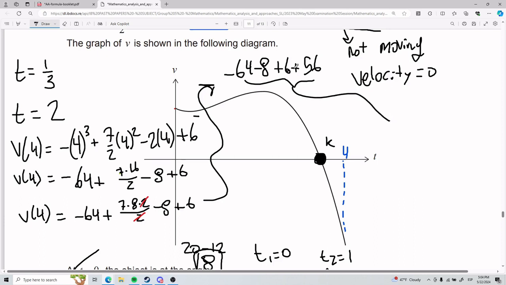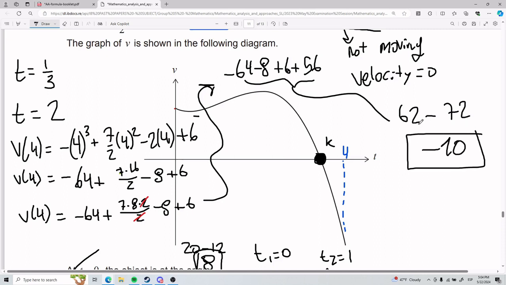You end up with 56 plus 6 should be giving me 62 minus 64 minus 8, which is a pretty big value. So give me a moment. That gives me minus. Wow, I cannot do math today. You're never alone in your math troubles. So this gives you 62 minus 72. All right, so you end up with minus 10.